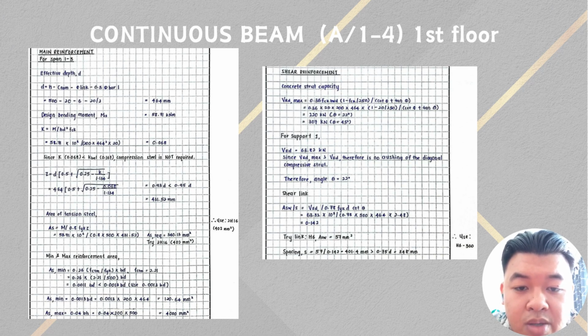Finally, we repeat the beam design process for support 3 and span 3 to 4. However, for this section of the beam, we do not include the calculation of the minimum and maximum reinforcement area. This is to ensure that we apply the same design principle while simplifying the process of the span.